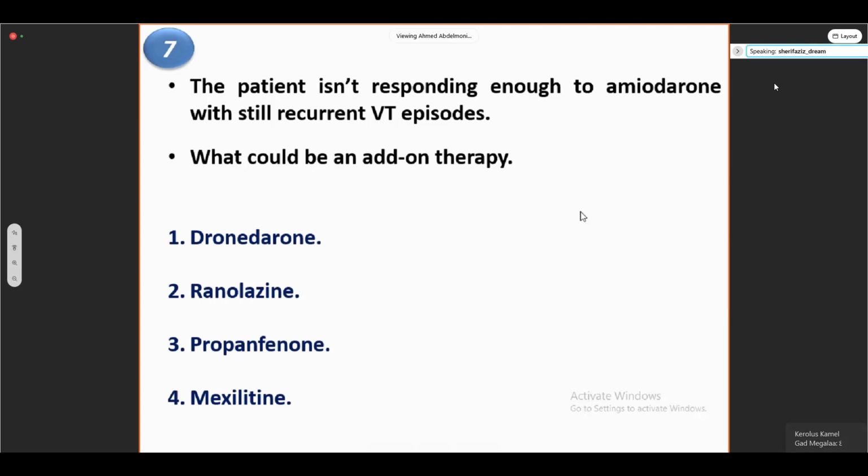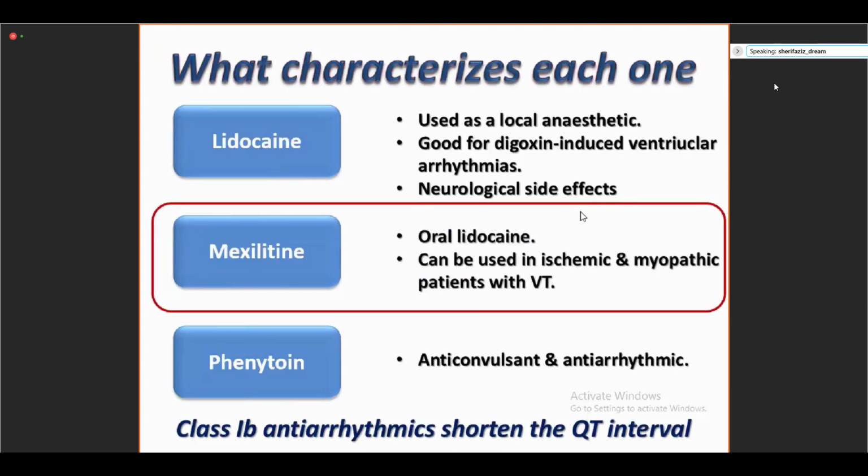That's right. Answers started to appear here. We can show the answer, Dr. Ahmed. Yes, that's right. Of course, mexiletine. Mexiletine has another terminology. We can show the next slide, please, Dr. Ahmed. Mexiletine sometimes is called the oral lidocaine.